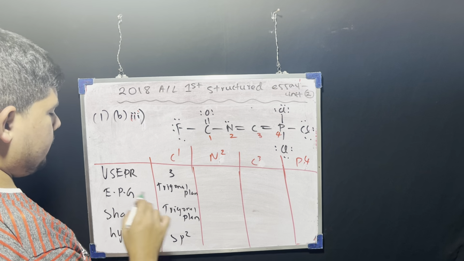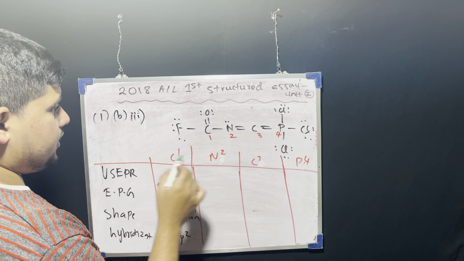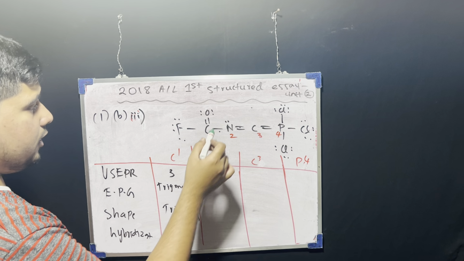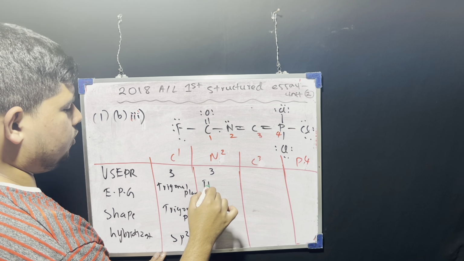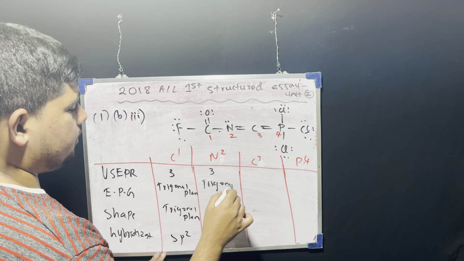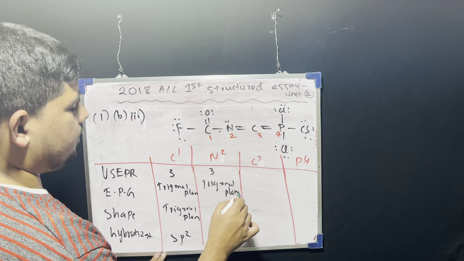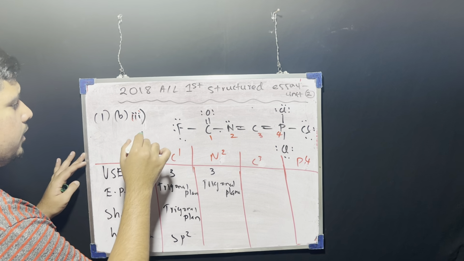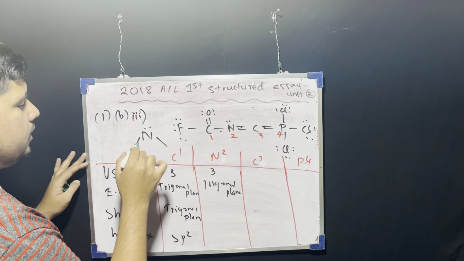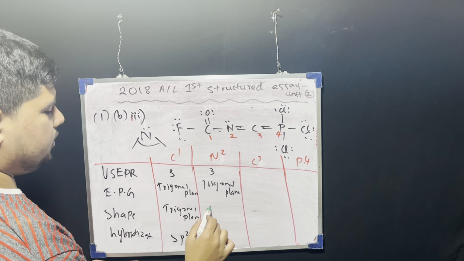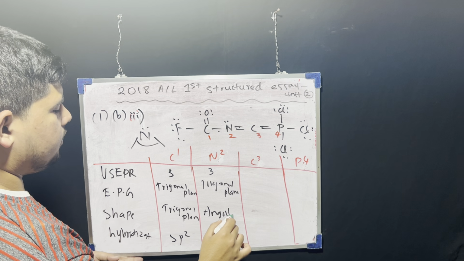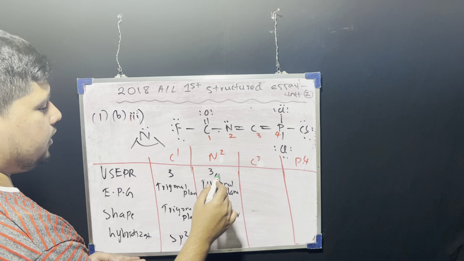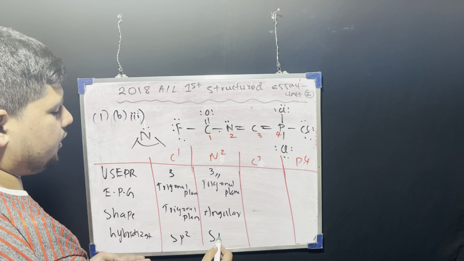N2. What is the VSEPR pair? 1, 2, 3. What is the electron pair geometry? That is also trigonal planar. But you see there is a lone pair, so what will be the shape? The shape will be something like this. This is angular. And what is the hybridization? 1, 2, 3. It has 3 VSEPR pairs, therefore sp2.